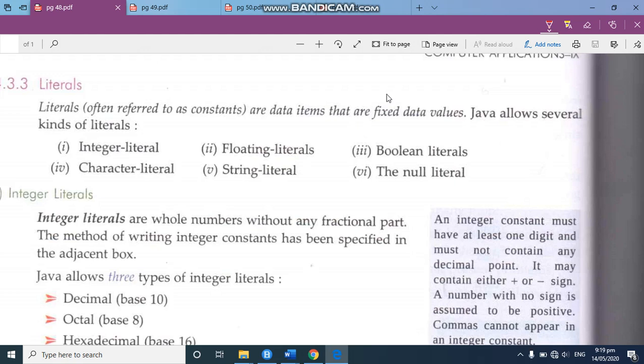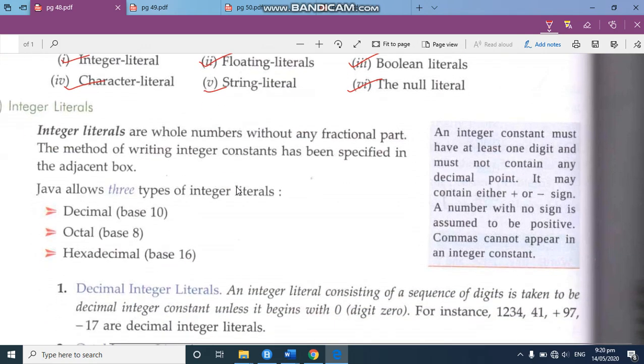With the next token, that is literals. So you can underline the definition. What are literals? They are often referred to as constants, and they are the data items that have fixed data values. So there are different types of literals, so you can mark them. These are integer literals, floating literals, boolean literals, character literals, string literals, and the null literal. This we are going to do in detail.